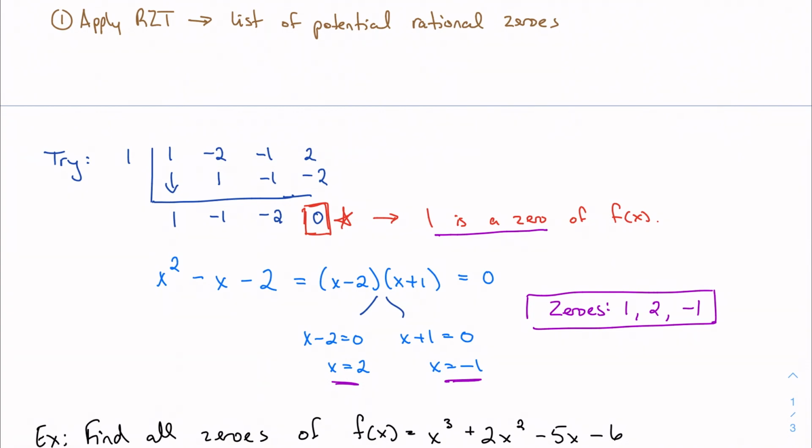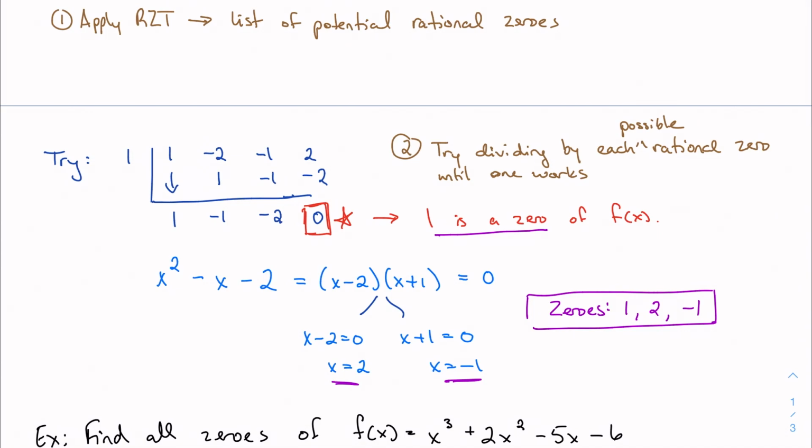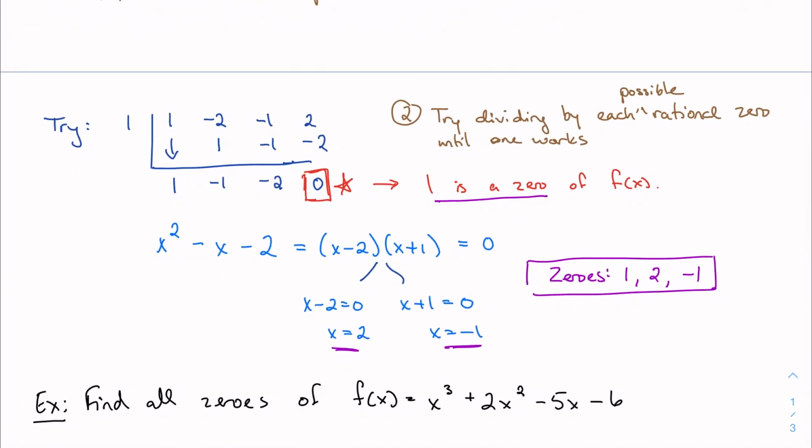Right, so step 2, try dividing by each rational 0 until 1 works. I suppose I should say each possible rational 0, because we don't know if they work yet. I get my remainder of 0 here, which tells me, great, this is a rational 0, so I get to keep track of it. So kind of just a tip, I like to keep track of my work as I go.